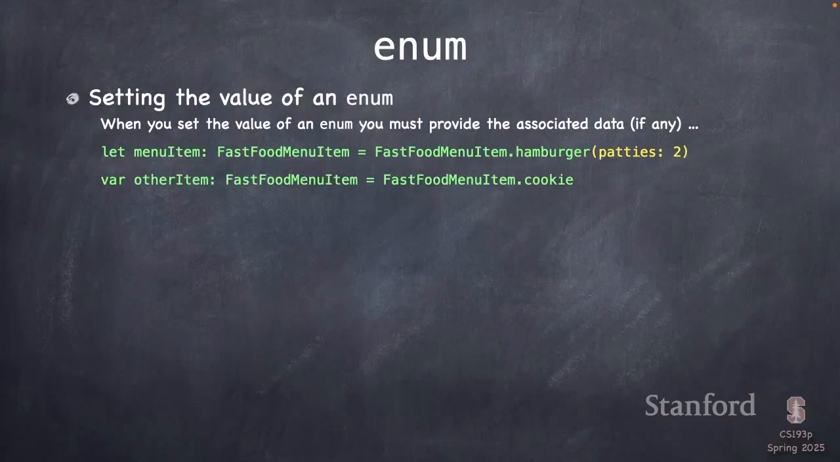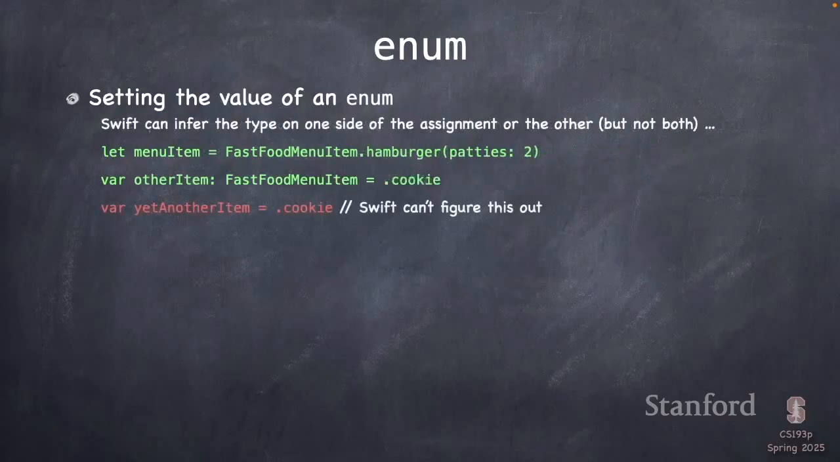And one thing to note about this in terms of type inference is it can infer one side or the other, but not both sides. If I say menuItem equals FastFoodMenuItem.hamburger, of course it knows the menu item is of that type. Or if I say otherItem is of type FastFoodMenuItem equals .cookie, totally cool, but I can't say yetAnotherItem equals .cookie.